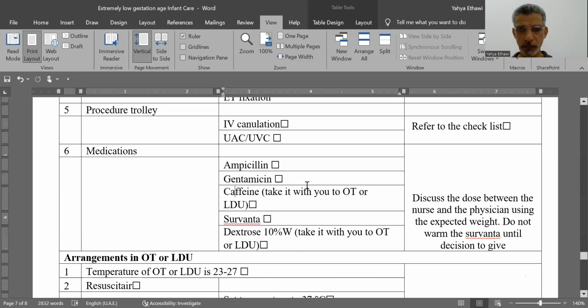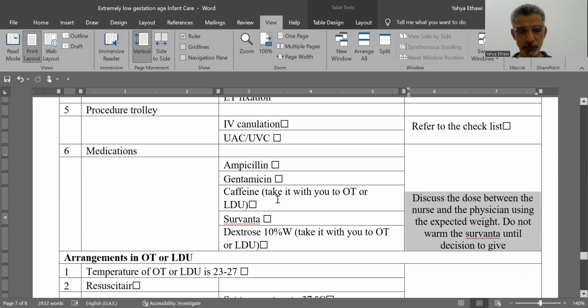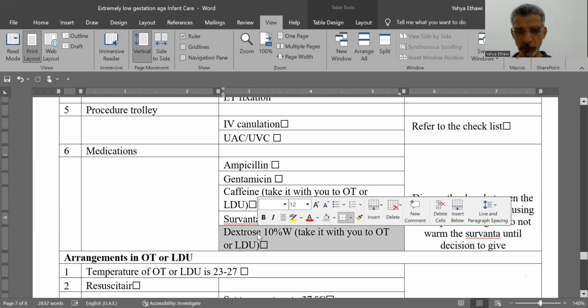We need caffeine. And this should be discussed with the doctor, because remember, from the ultrasound, we have the expected weight. So from the expected weight, we should get the working weight. And we should calculate the ampicillin, gentamicin, and caffeine before the baby is delivered. Also Cervanta needs to be checked, and dextrose. And usually we start dextrose at the labor room before we transfer the baby.